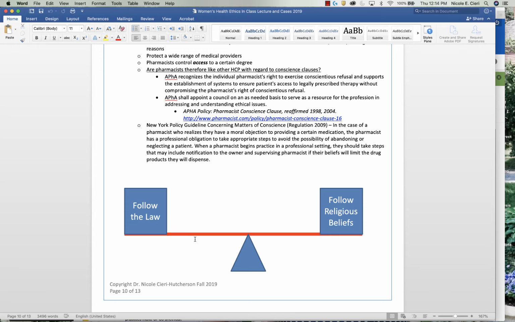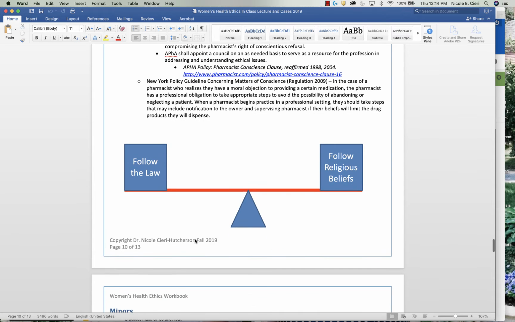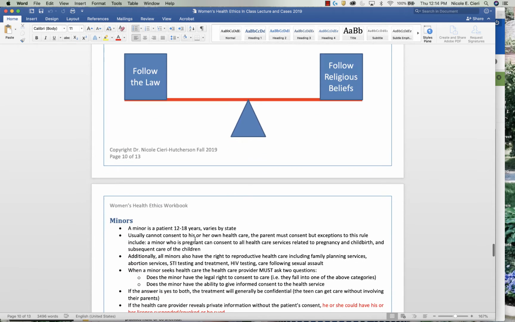So again, this is a balancing act between our own personal beliefs, either religious, moral, ethical, what have you, regarding the services, and following the law. So again, in New York State, the pharmacist has a professional obligation to take appropriate steps to avoid abandoning or neglecting the patient. So we can refuse services if we take those steps in New York. Other states, you don't have to take that additional step.